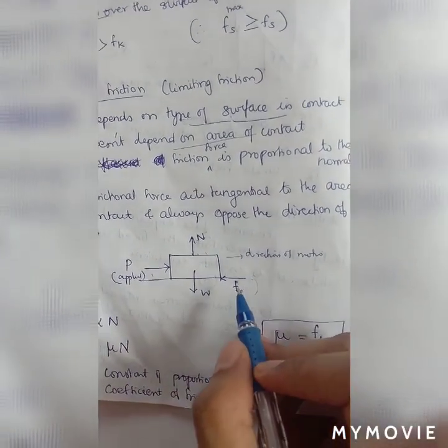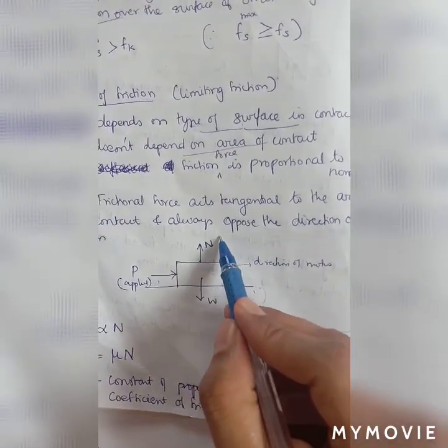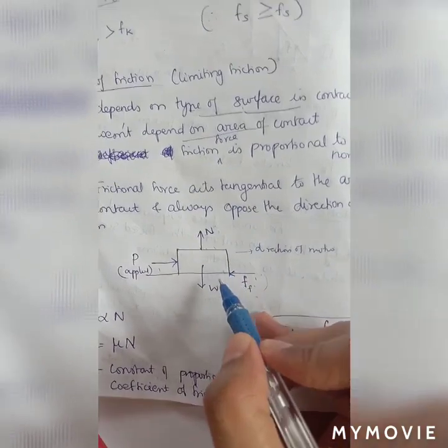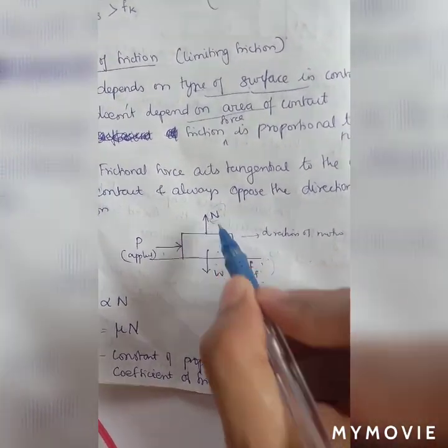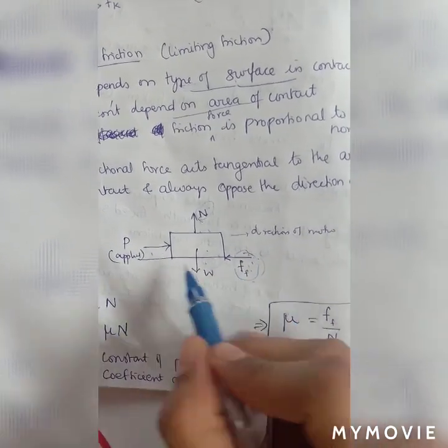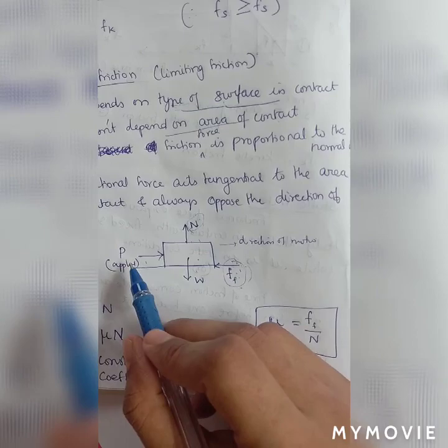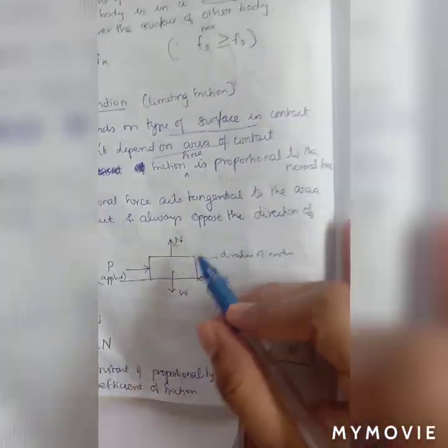Now we are going to consider the two resisting forces, am I right? N is the resisting force, or resistance offered by the surface to the weight, which is acting upward, and F is the resistance force offered by the surface to the applied force, right? So we are going to consider these two forces, frictional force and normal force.